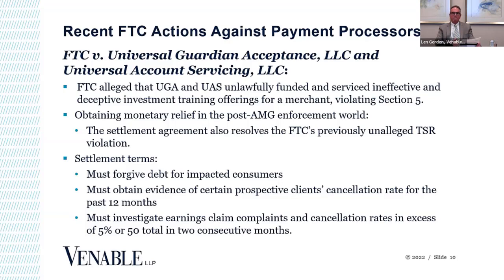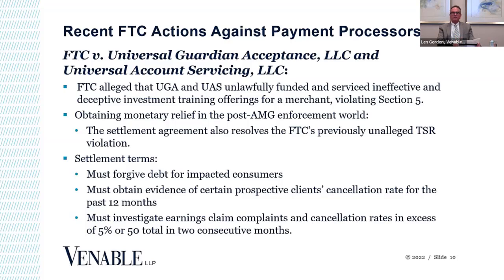There are some monitoring requirements. One of the things that I wanted to focus on here is the cancellation rate. So in the complaint, they talk a lot about the cancellation rate being as high as 12%. And the order requires that UGA investigate any instances where the complaint rate or cancellation rate exceeds 5%, or there are 50 cancellations or complaints within 2 consecutive months.